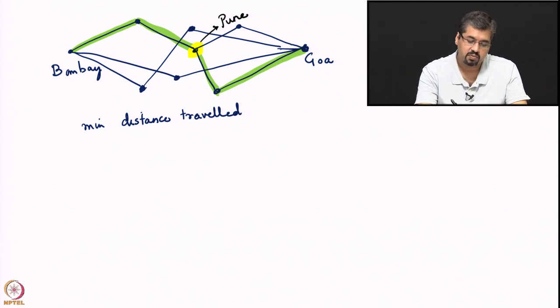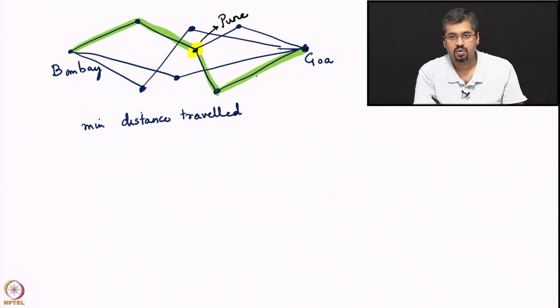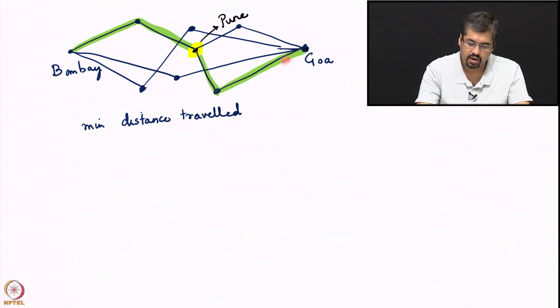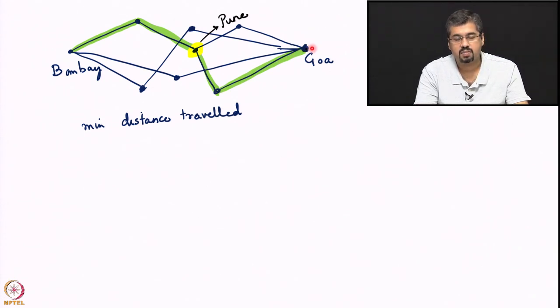So, suppose you ignore all that is there on the left here. You are not starting from Bombay, but you are actually starting from Pune. You start from Pune and you want to know what is the shortest path to go from Pune to Goa. Okay, well, what does this tell you? The fact that we already know that the shortest path from Bombay to Goa is the green path tells us that this leg going from Pune to Goa also has to be the shortest path from Pune to Goa.